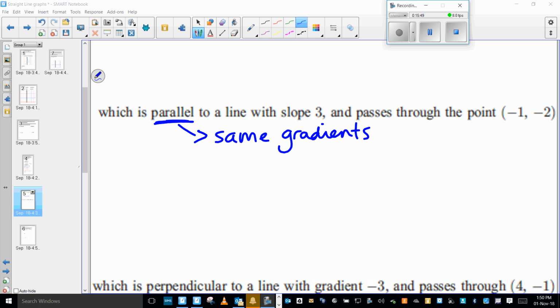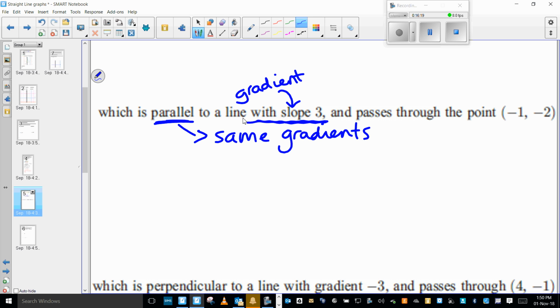Alright, so we know that parallel lines have the same gradient. So, Cassidy, what's the gradient of this line? 3. Remember, slope is another word for gradient. I know, sweetheart, you told me it was 3 before, but I'm not convinced you knew why it was 3. I think you just saw the word slope was 3. Is that a fair assessment of the situation?